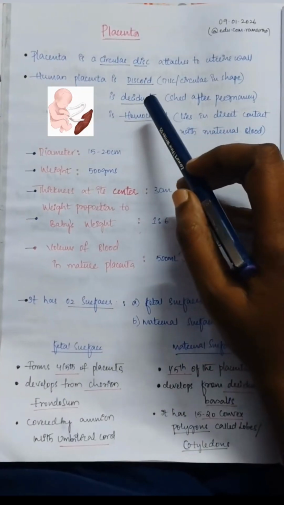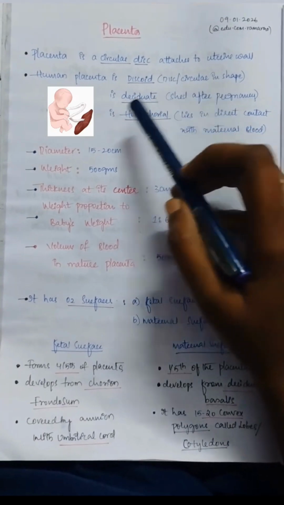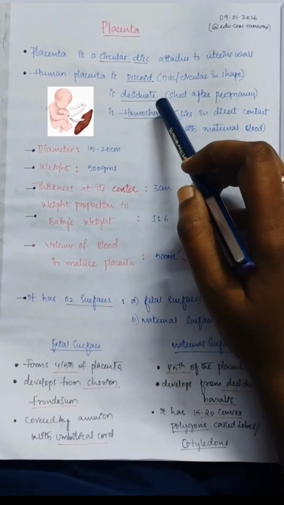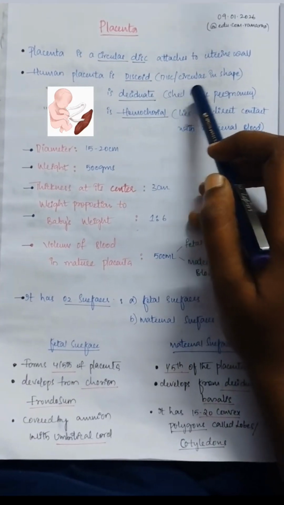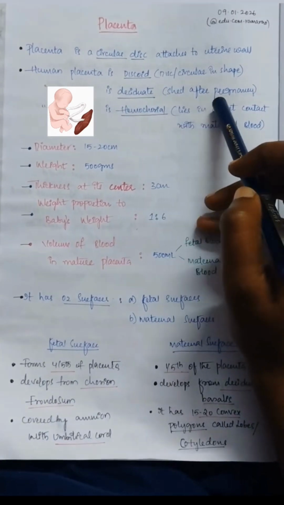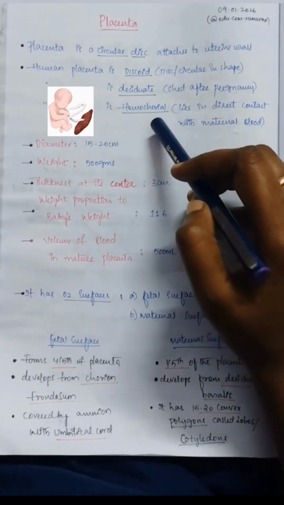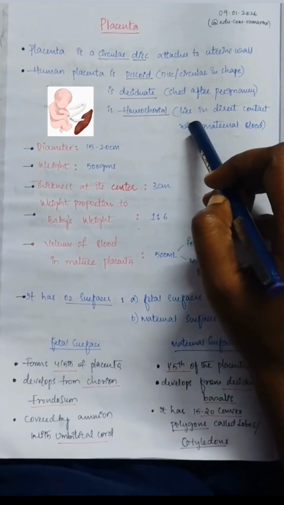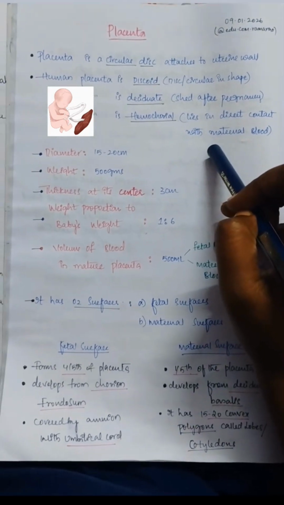Placenta. Placenta is a circular disc attached to the uterine wall. Human placenta is discoid in nature, which means disc or circular in shape. And human placenta is deciduous, which means it is shed after pregnancy, and it is hemochorial, which means it lies in direct contact with maternal blood.